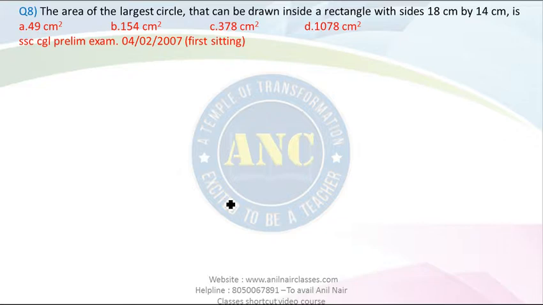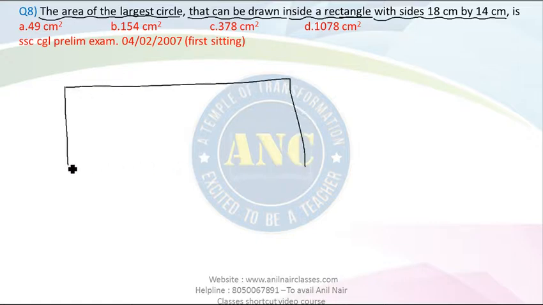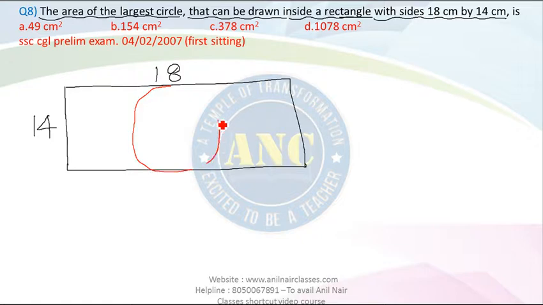Now see this question, sir. In the previous 3 questions the circle was inscribed in a square. This question: find the area of the largest circle that can be drawn inside a rectangle with sides 18 cross 14. That means I have a rectangle, and I will call the length of this rectangle as 18, breadth of this rectangle as 14. Now I want to insert a circle in this. That means the greatest circle can be like this. The largest area circle can be like this.